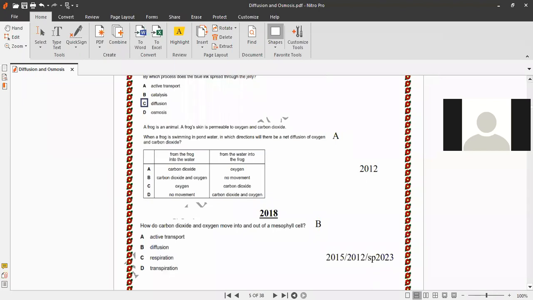Okay. A frog is an animal. A frog's skin is permeable to oxygen and carbon dioxide. When a frog is swimming, what is the meaning of permeable? It allows only oxygen and carbon dioxide to enter the cell or go out of the cell.